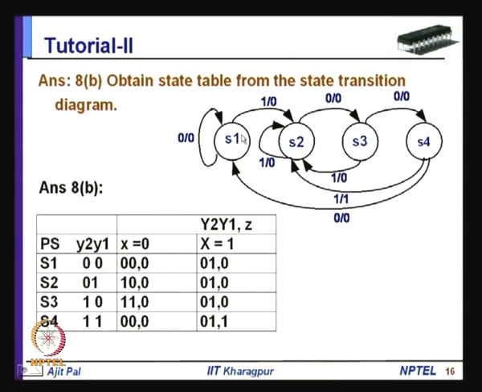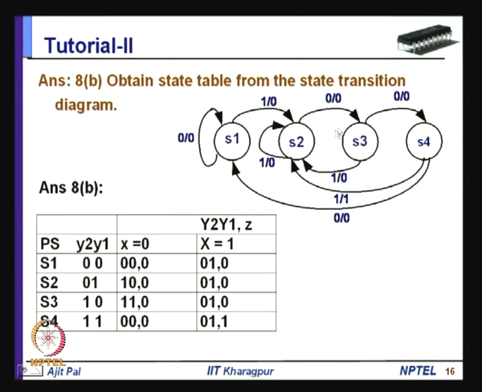That means, when the machine is in state S1, it will remain in state S1 when the input is 0, as shown here: 0 0 to 0 0. However, if a 1 comes, it has to go to state S2, and so it is going to 0 1. When the machine is in state S2, if a 1 comes, it goes to the next state, state S3. When a 1 comes it remains there, and when a 0 comes, it has to go to state S3 as shown here.